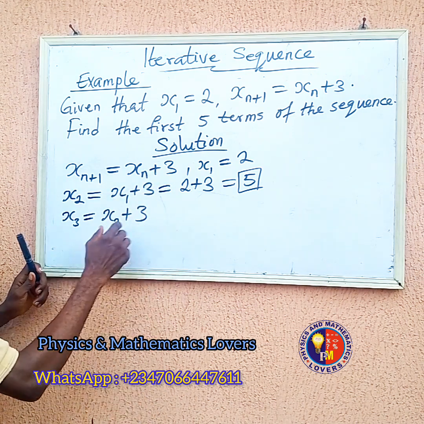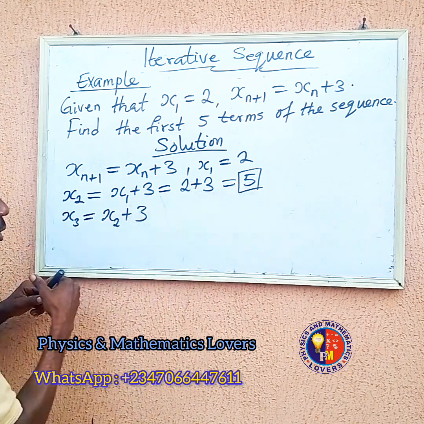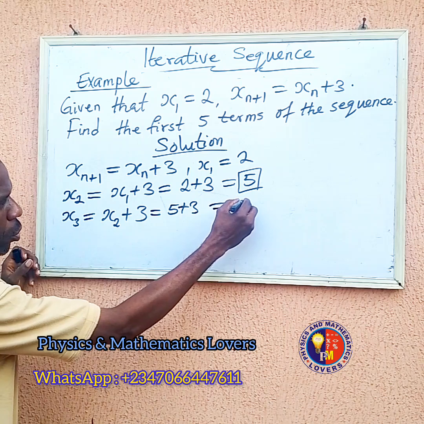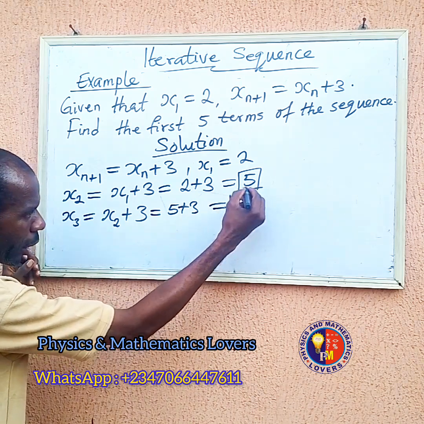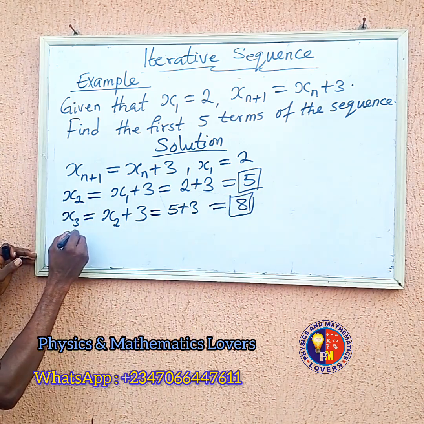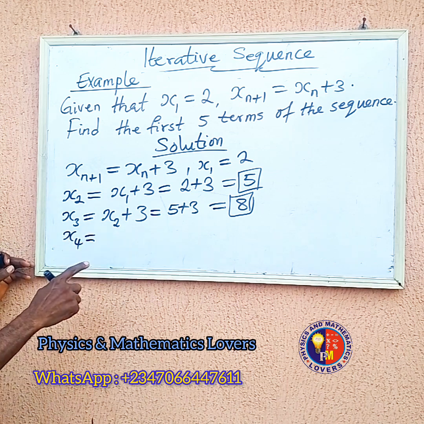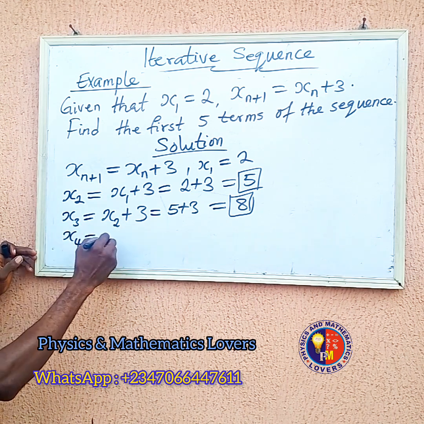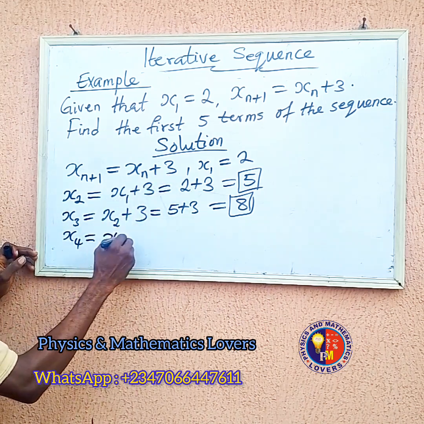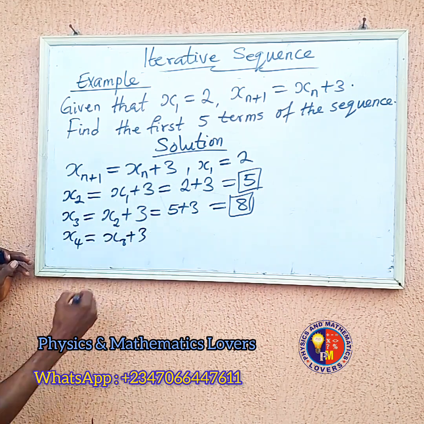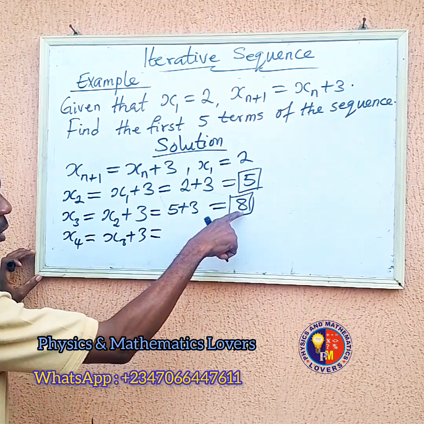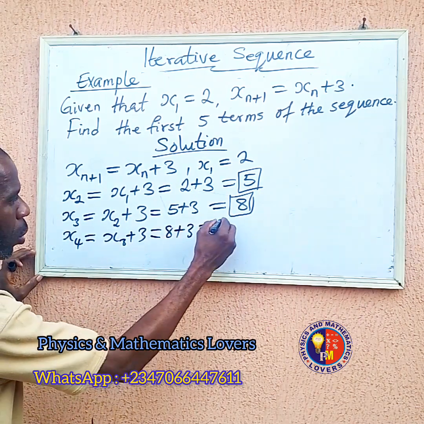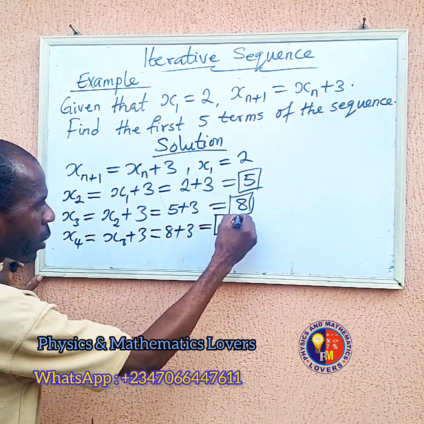So what was our x2? 5. So the next term is 5 plus 3, which is equal to 8. So this is your x3. Then the next one is x4. x4 is x3 plus that same 3. What is your x3? x3 is 8. 8 plus 3 equals 11. So this one is your x4.